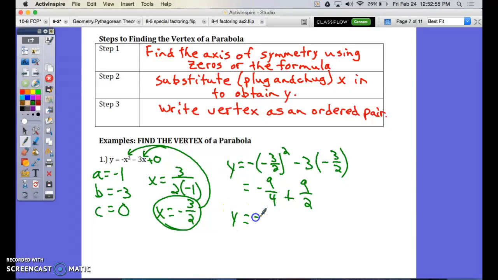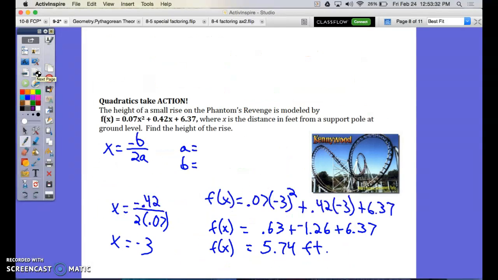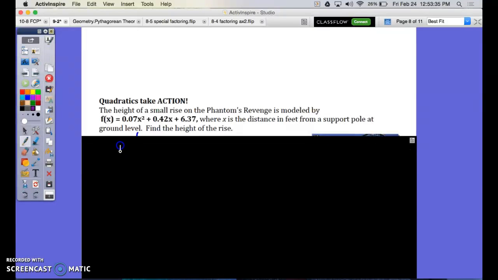And got a couple options here. I could rewrite positive 9/2 as 18/4 if I wanted, and then y would be 9/4, which could also be written as y equals 2 1/4. So then I could go ahead and write my coordinate. I have y, I have x. I can write my ordered pair as -3/2, comma 2 1/4. And that would be my ordered pair of my vertex. Not all of them are ugly like that, but because this was a fraction, we knew that it wasn't going to be very pretty.